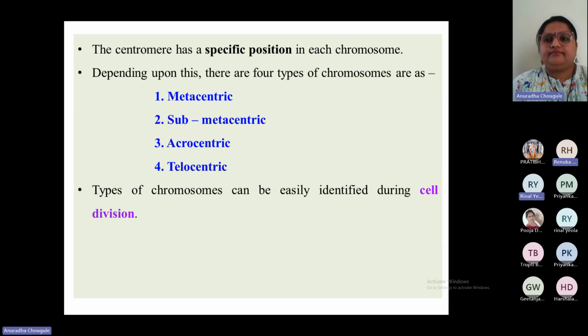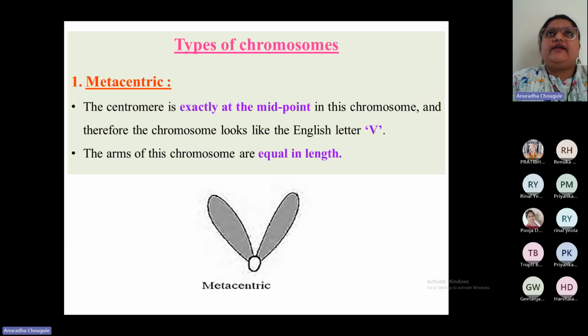The centromere has a specific position in metacentric, submetacentric, telocentric, acrocentric chromosomes. Okay, very good, Renuka. So there are four types of chromosome: metacentric, submetacentric, acrocentric, and telocentric. All these types of chromosome we can observe during cell division under the compound microscope. Now let's see each type of chromosome one by one.